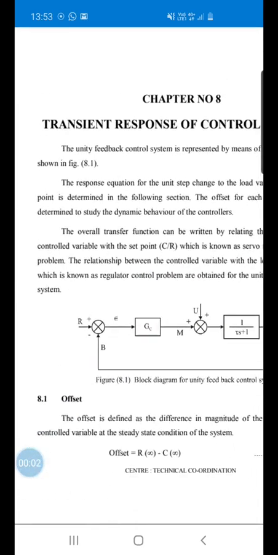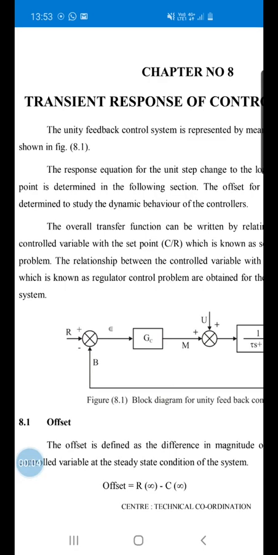Very good morning, students. Today we are going to discuss chapter 8, unit 4, transient response of control system. So up till now we have discussed block diagram, various symbols, how to draw the overall block diagram, how to reduce the block diagram, and how to solve the block diagram for servo and regulator problem. Today we are going to discuss the response equation for a unit step change to the load variable or to the set point.